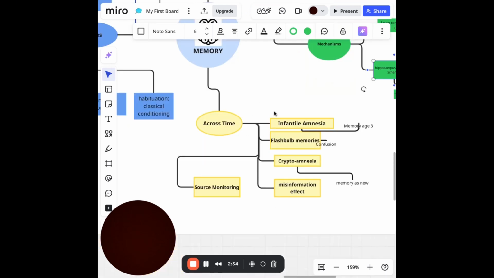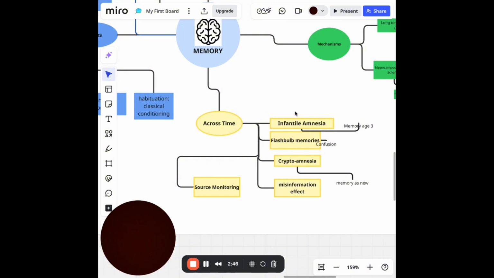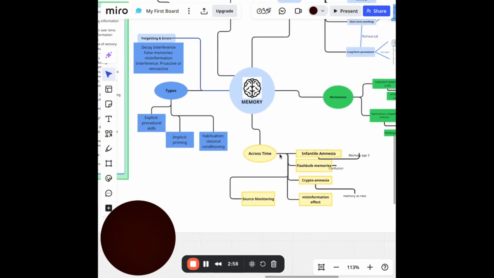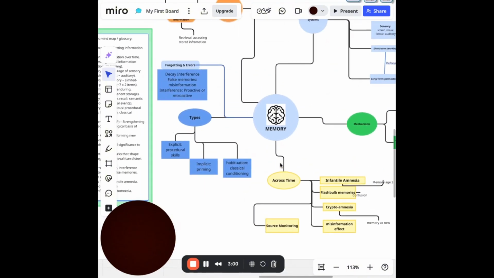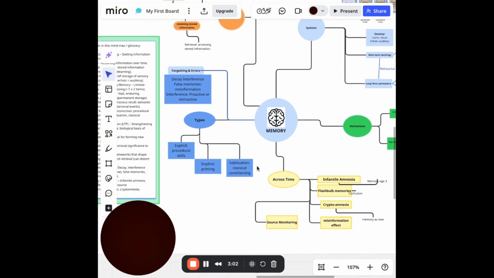Memory is powerful but imperfect. It can fade with decay, be disrupted by interference, and is reconstructive, which can create false or distorted memories. Over time, memory changes, so things like infantile amnesia limit early recall, flashbulb memories capture emotional events vividly, and errors like source confusion or cryptomnesia show how memory can mislead us. So altogether, memory is both enduring and flexible, but always vulnerable to error and change across one's lifespan.